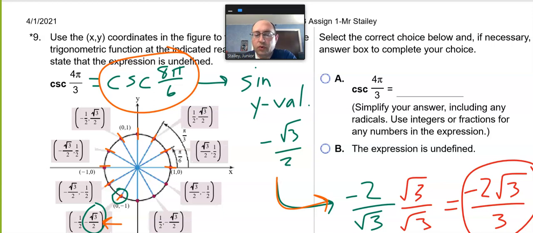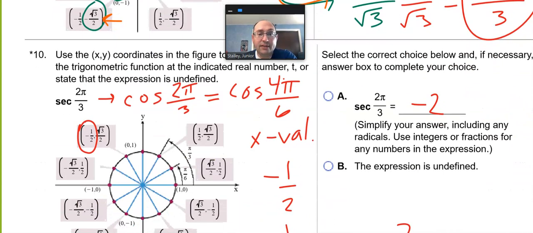Okay, so we flipped it over. Now we're rationalizing it, and nothing cancels out this time. It's just negative 2 radical 3 over 3. Final answer. No, I'm not going to write it down again because I don't feel like it.